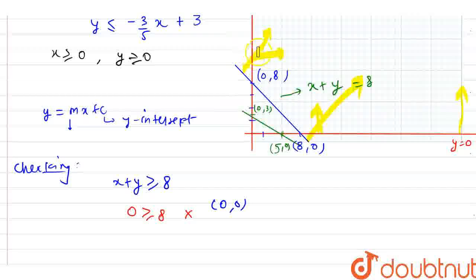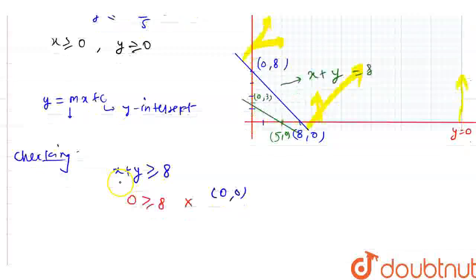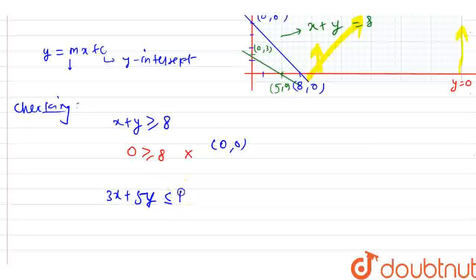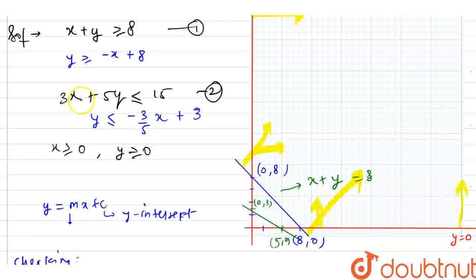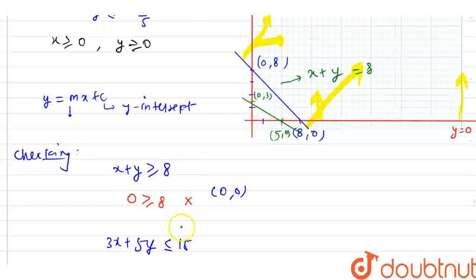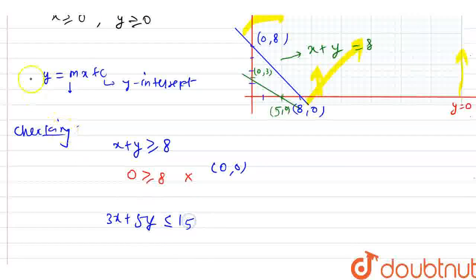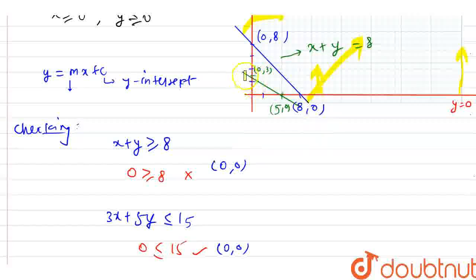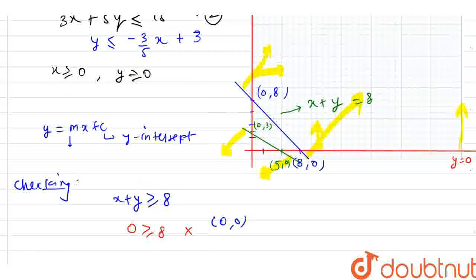Now similarly, checking for the second equation, which is 3x plus 5y less than or equal to 15. I'm putting 0 comma 0, so I will get 0 less than or equal to 15, which is true. And because it is true, we have to shade the region towards the origin for this line. And as you can see, there is no common area between this line and this line.